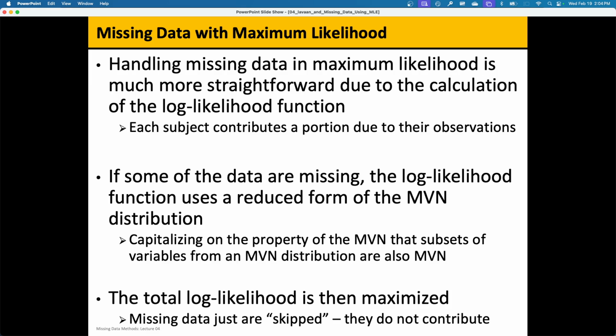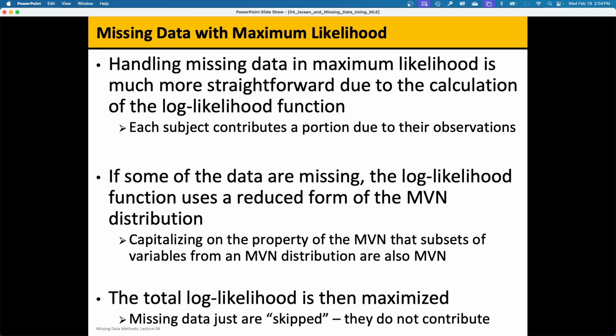Handling missing data, which I hate that word, but getting the model to run with missing at random assumptions is much more straightforward due to the use of that log likelihood function. Each subject is contributing a part to their log likelihood. So if some of the data are missing, then our log likelihood function uses a reduced form of the multivariate normal.